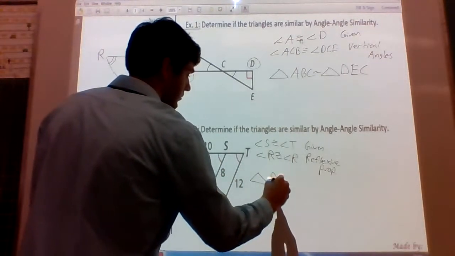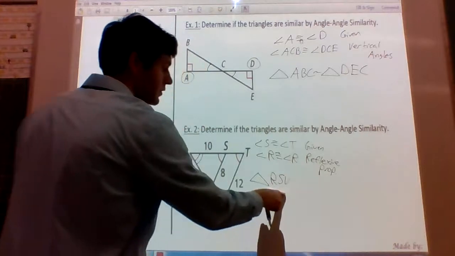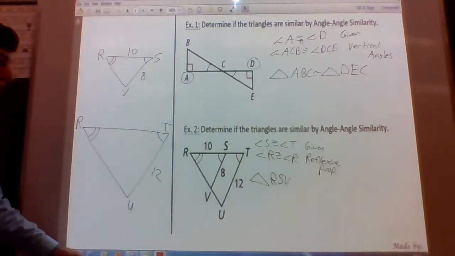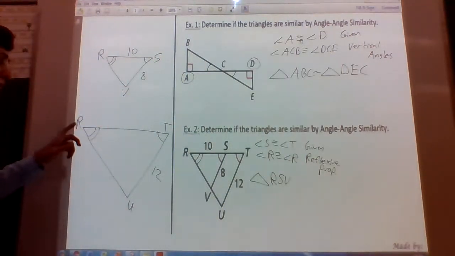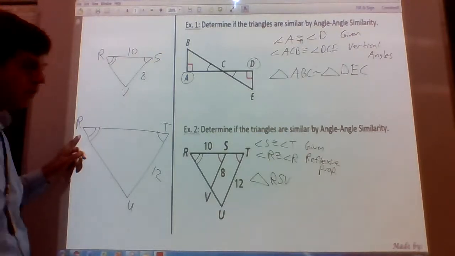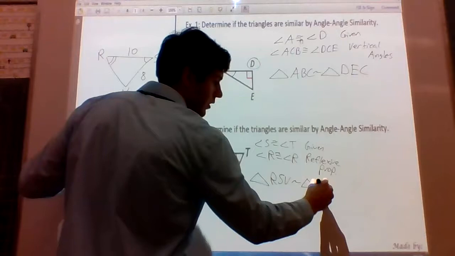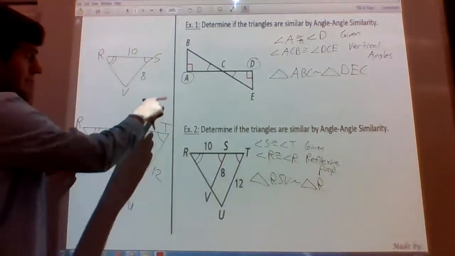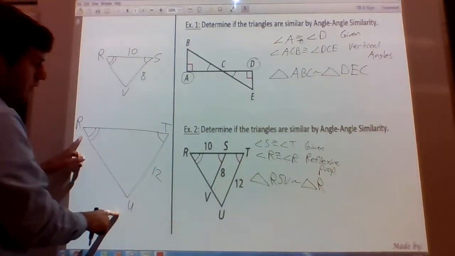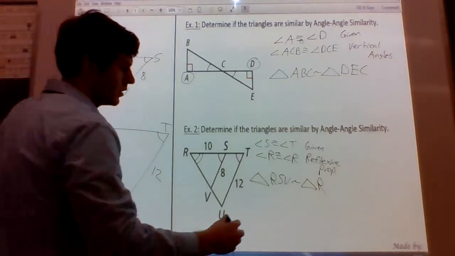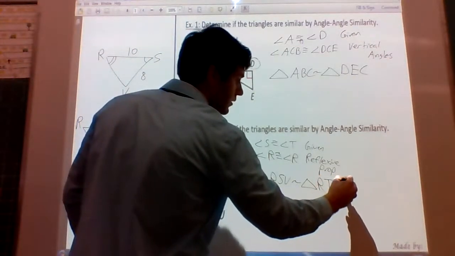Triangle RSV. Again, there's 6 different ways we could have named the first triangle. Okay, what corresponds with R? R corresponds with R, so triangle RSV is similar to triangle R. S corresponds with T, and V corresponds with U. So that's going to be R, T, U.